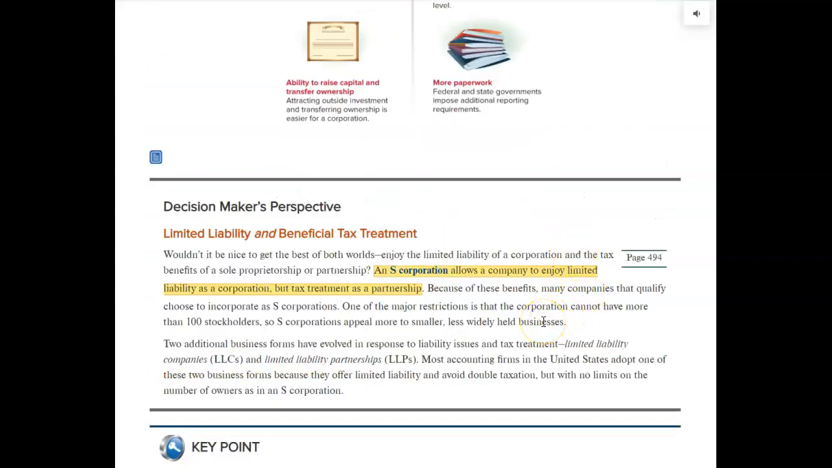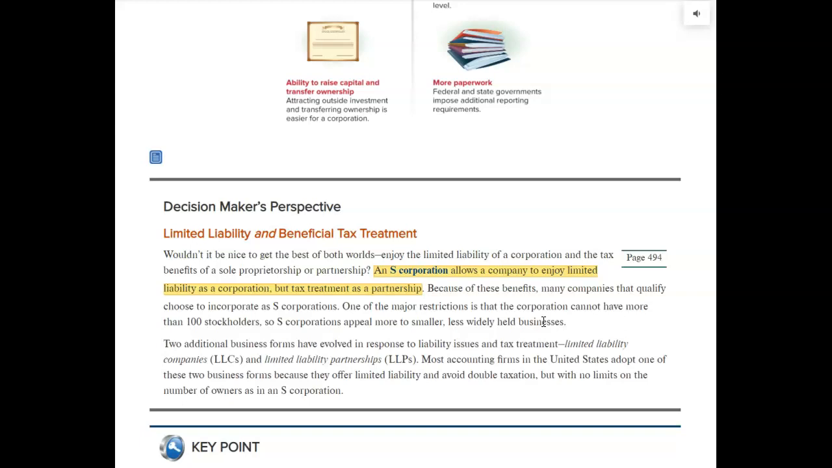And then there is what's called an S corporation. This is a valid corporation, just like any other corporation, with limited liability for the owners, but it's treated as a partnership. What that means is that there's only one layer of taxation. So there's a tax benefit to having an S corporation. All of your major corporations traded on the stock exchange are C corporations. S corporations would be for smaller corporations, and the number of shareholders is limited to 100 or fewer.